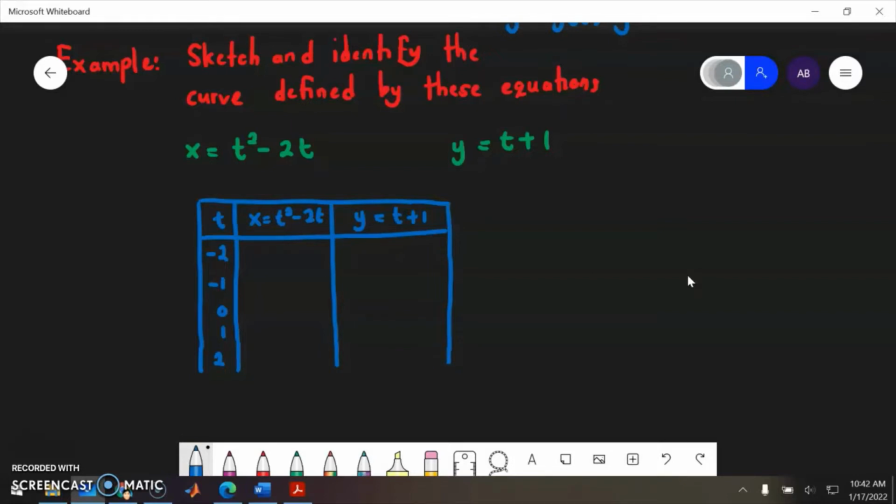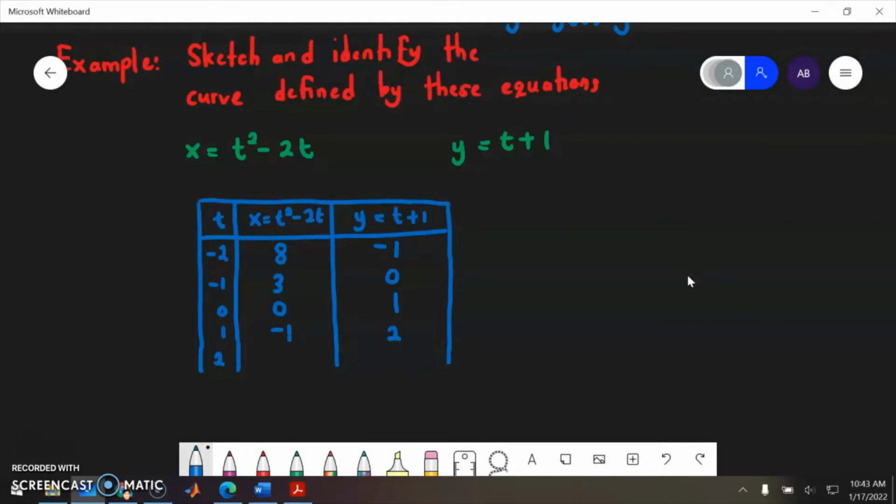Then add more points if your graph is not that smooth. When t is -2, x is 4 plus 4, which is 8, and y is -2 plus 1, which is -1. When t is -1, x is 1 plus 2, which is 3, and y is -1 plus 1, which is 0. When t is 0, x is 0 and y is 1. When t is 1, x is -1 and y is 2.